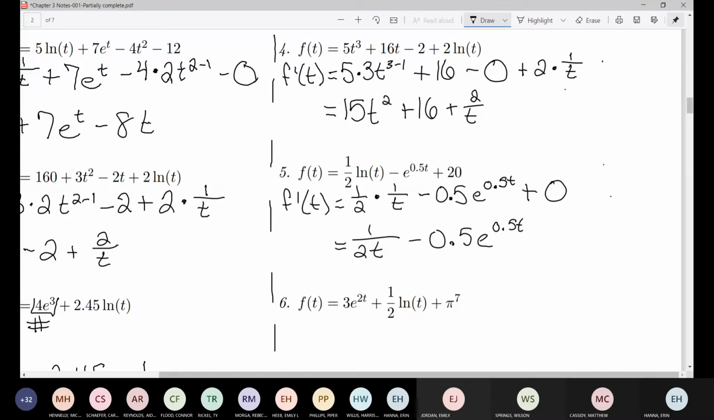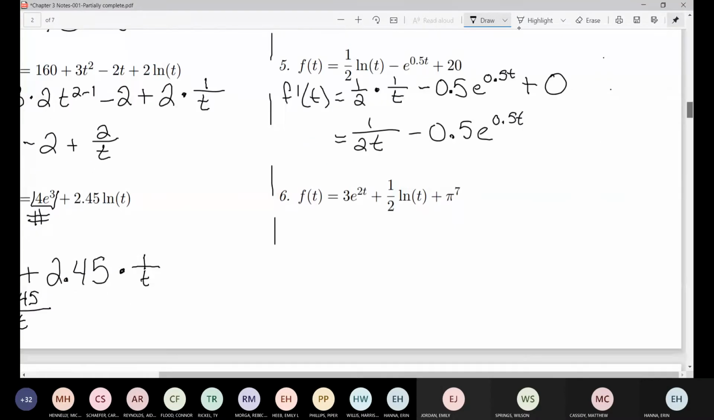And then the last one, scroll down a tiny bit. 3 comes along for the ride. Derivative of e to the 2t, you bring that 2 out, but then essentially rewrite the e to the 2t. Derivative of 1/2 natural log of t, we actually just found in the last one. 1/2 comes along for the ride. Derivative of natural log of t is 1 over t.